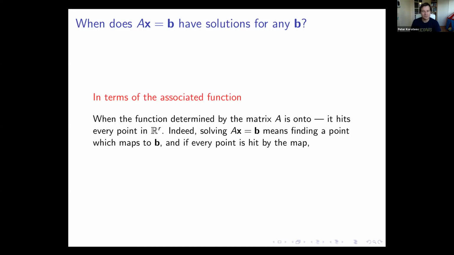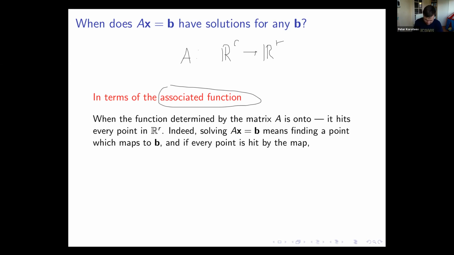Right. So then, as I said in the beginning, remember this associated linear transformation A. It takes elements from R^C and maps them into elements of R^R, right? So this is the associated linear function to the matrix. That's what the name is. And then solving Ax equals b means that you find a point which maps to b, right?